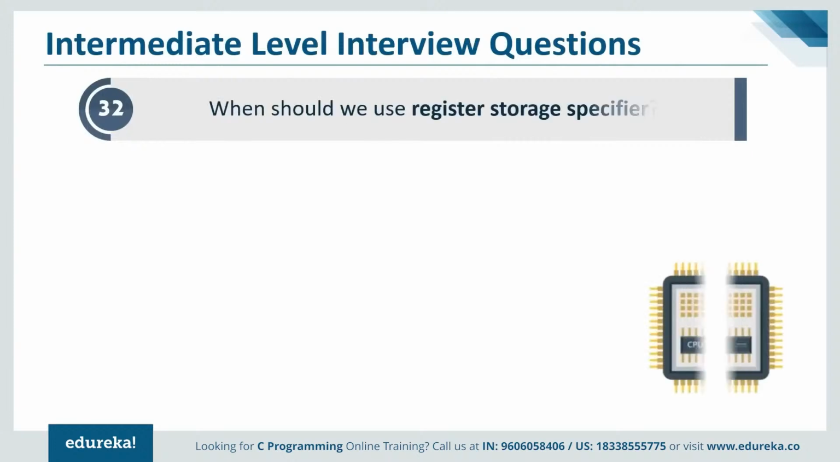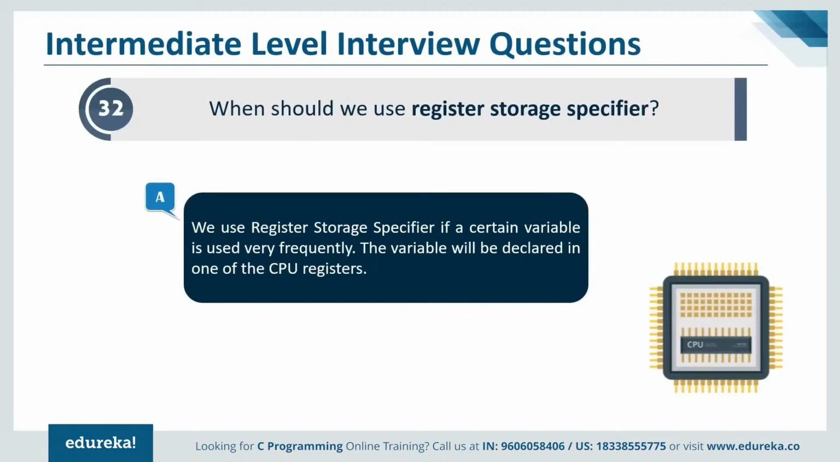The next question is, when should we use the register storage specifier? The answer for this question is, we use the register storage specifier if a certain variable is used very frequently. The variable will be declared in one of the CPU's registers. For example, if you're using a certain variable in a program repeatedly throughout the entire program, then every time the compiler has to search for the location of that particular variable, and this situation increases the compilation time. So to reduce this compilation time and improve your efficiency in execution, you can declare that particular variable using the register storage class. So this method will enhance performance by storing the value directly in the CPU so that the compiler won't have to search for it many times. So this increases efficiency in your execution.